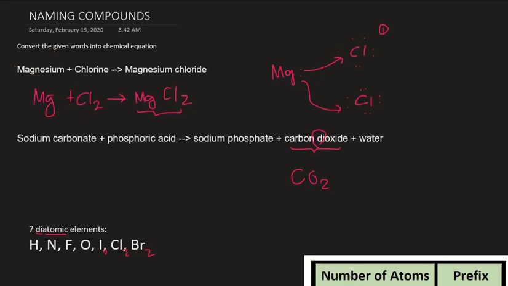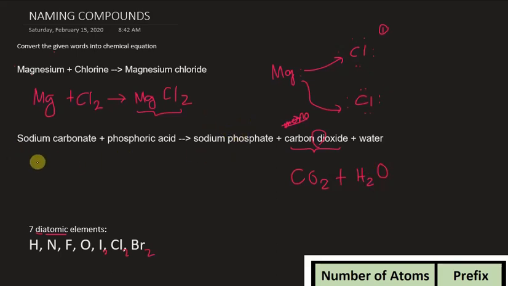Next, we have here sodium carbonate plus phosphoric acid. It will produce sodium phosphate plus carbon dioxide and water. So we know already the chemical formula for carbon dioxide, that's CO2. We have here carbon, and we don't write mono when it is one, since it's the first element in this compound. Then dioxide means two oxygen, and water is the common name for H2O. Let us complete this equation.